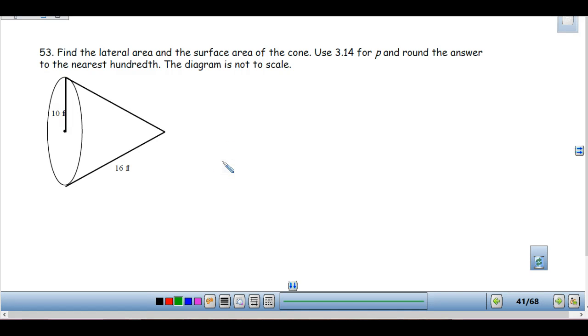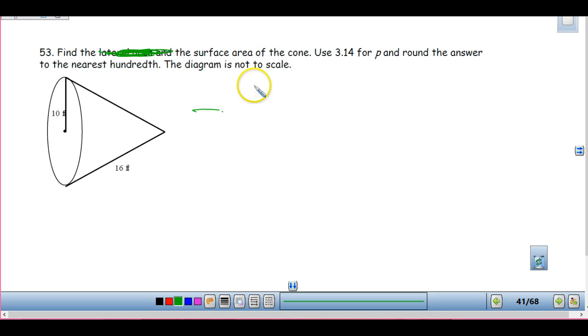All right, let's finish this thing. Number 53 is where we left off after part 1. So in part 2, at number 53, it says find the lateral area and the surface area. Again, we didn't find the lateral area of anything, so just surface area of the cone.